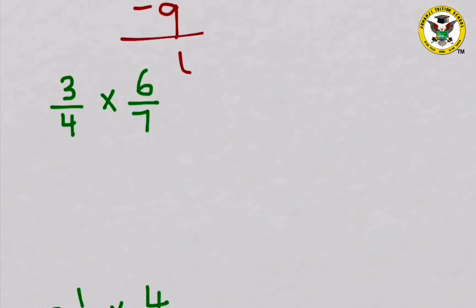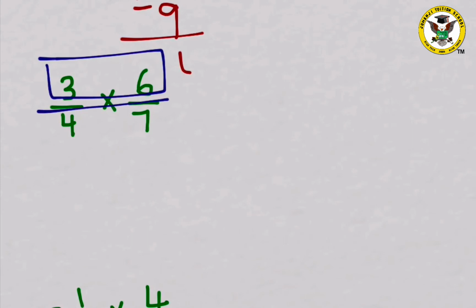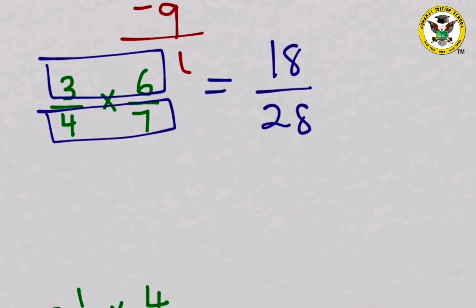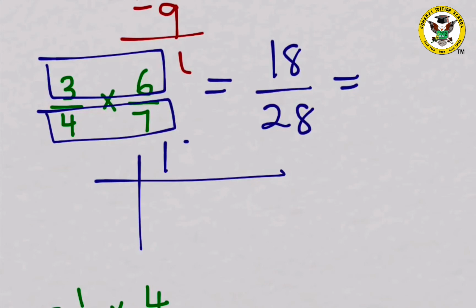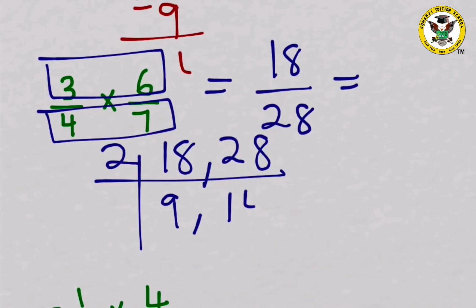Next here, 3 times 6, and then 4 times 7. So 3 times 6 gives us 18 over 28. And then you can simplify this by using continued division until we get the answer that we want. It's 9 over 14.